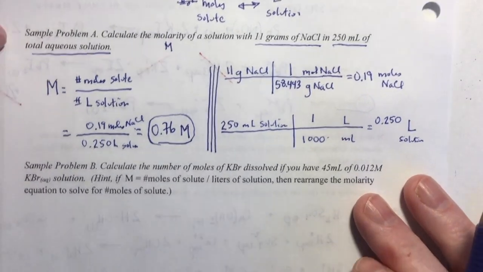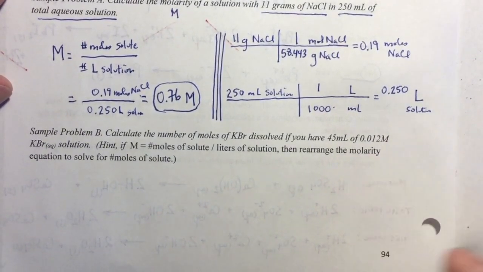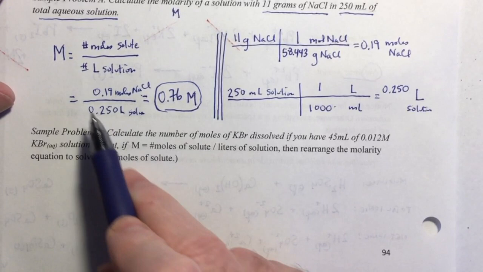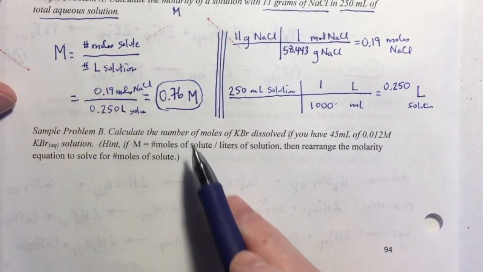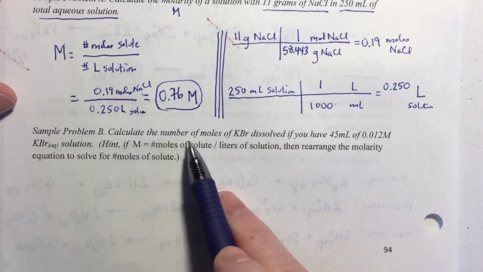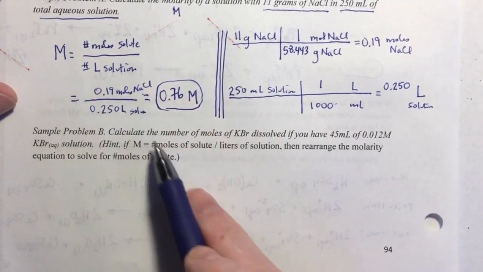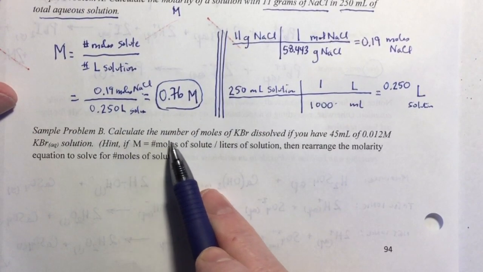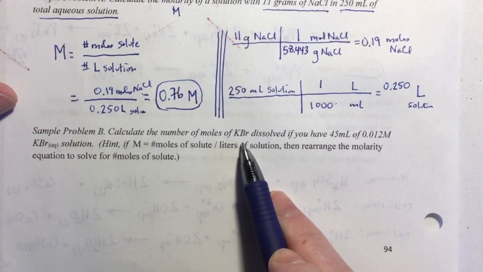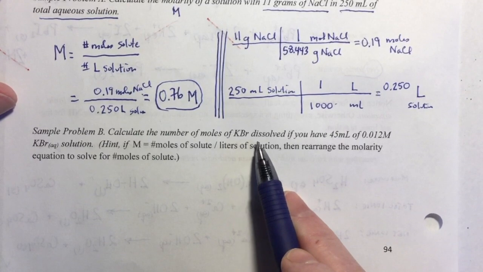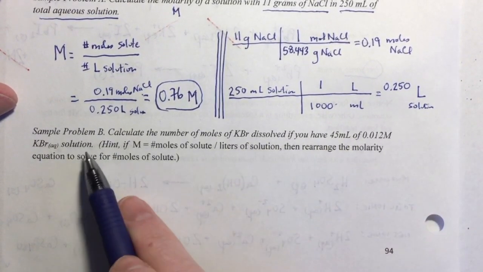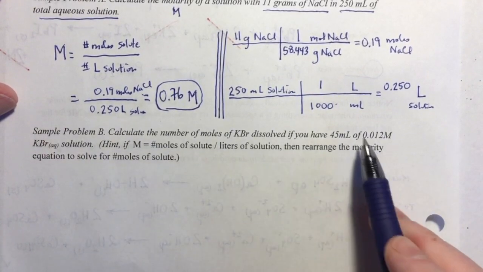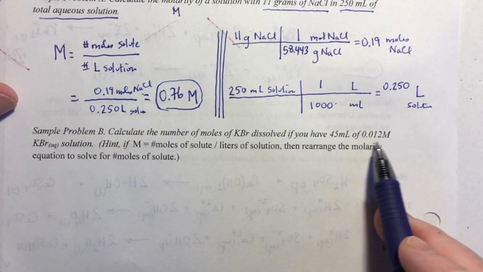So we're going to move on here. We're going to use the same equation. Molarity equals moles of solute divided by liters of solution. And now we're going to rearrange the equation to solve for one of these other variables. Now it says calculate the number of moles of this KBr, that is a solute dissolved, if you have that volume of solution. And it is telling us that that is the molarity.